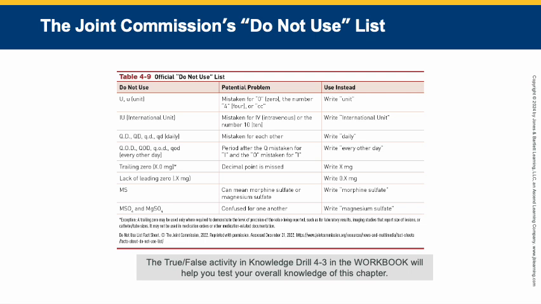This is the same table 4.9 that is in your textbook. So there is a true false activity in your homework that is on 4.3 in the workbook. And so that will help you. This is the chart that will help you with that.